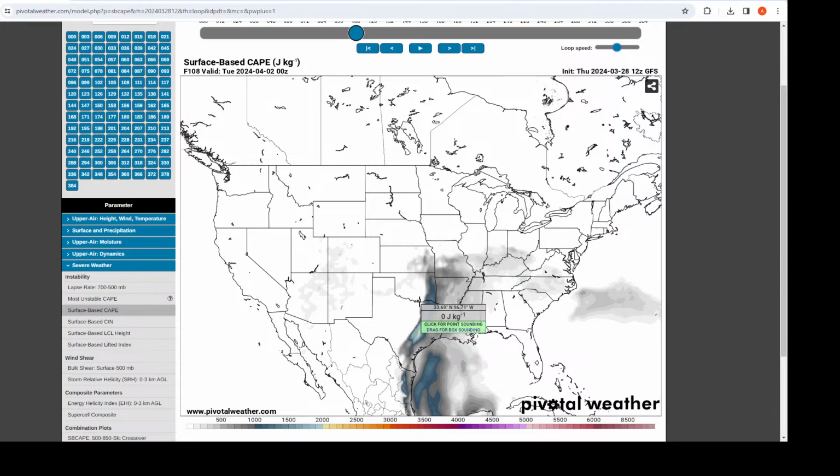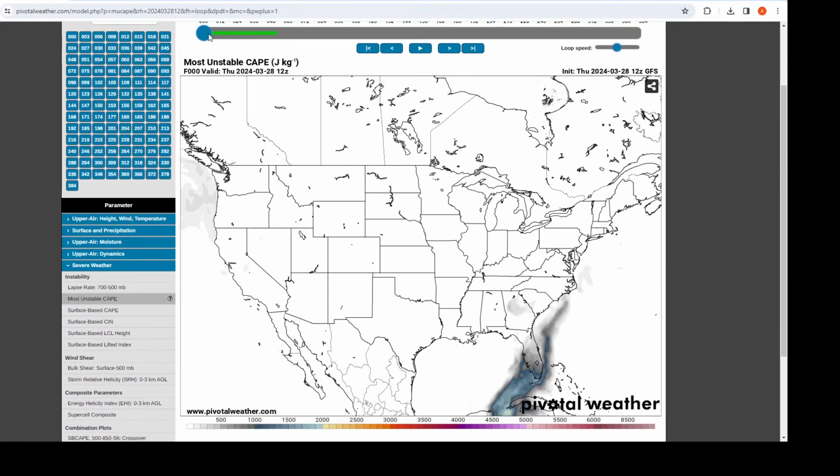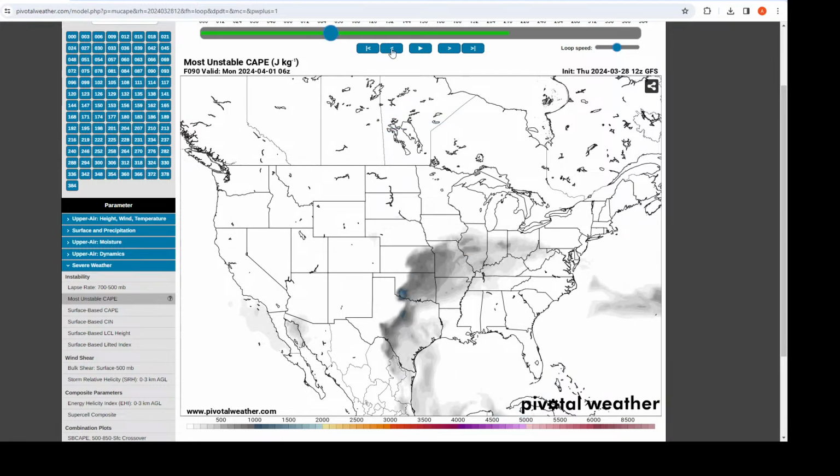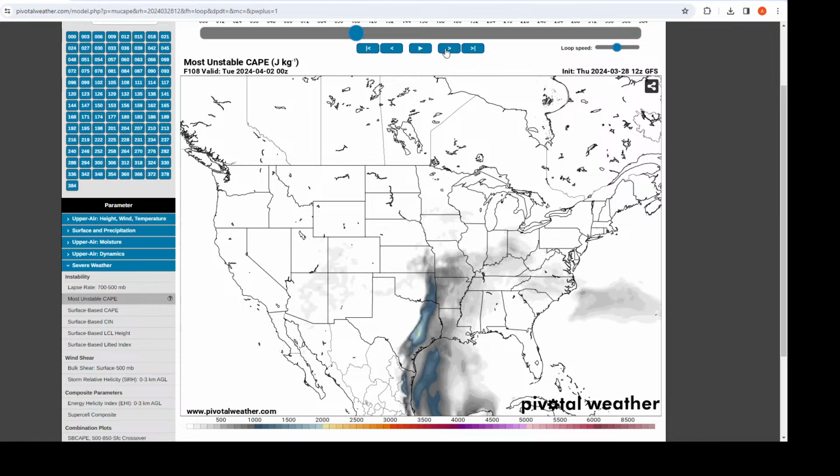Where it's looking most impressive and where it has my most attention is down here in southern Missouri into the Ozarks, into southwest Missouri, and then over here in eastern Oklahoma, back over into the western part of Arkansas, which we do have pretty good CAPE. Now, looking at our instability, there is quite a bit of instability in the atmosphere down in those same areas.